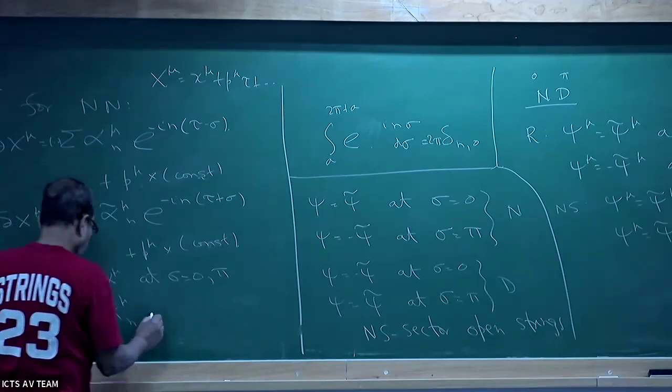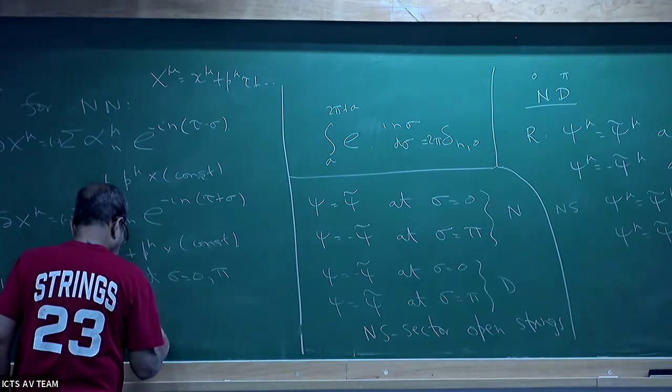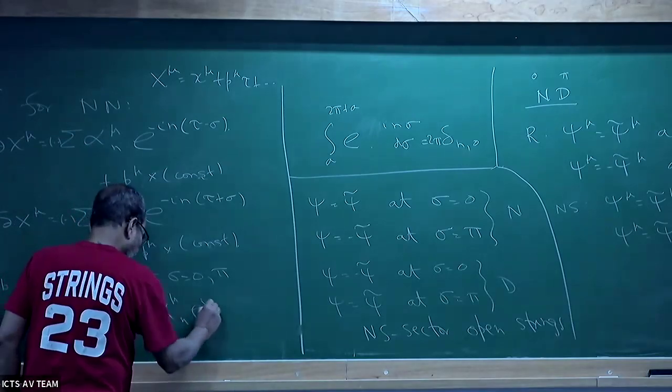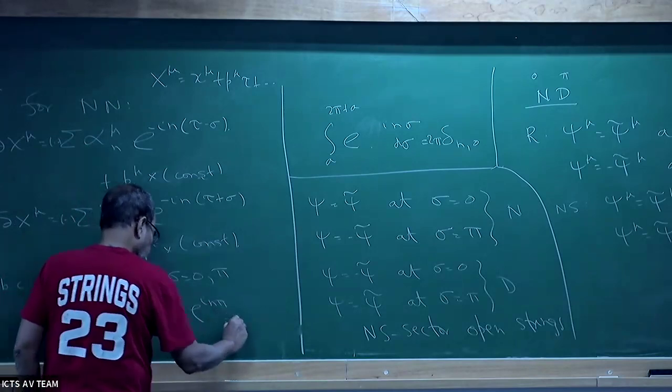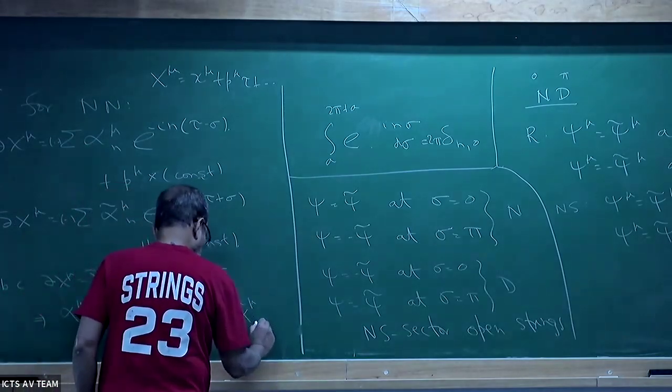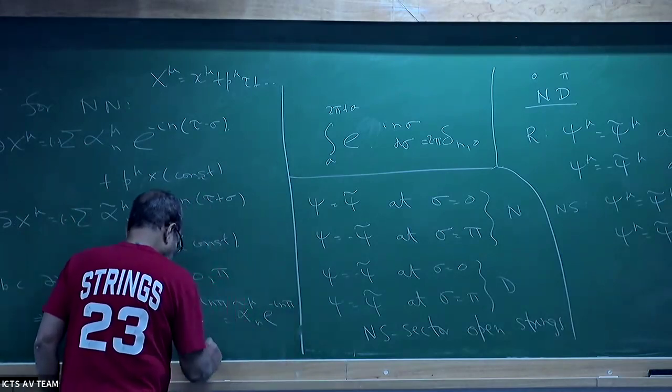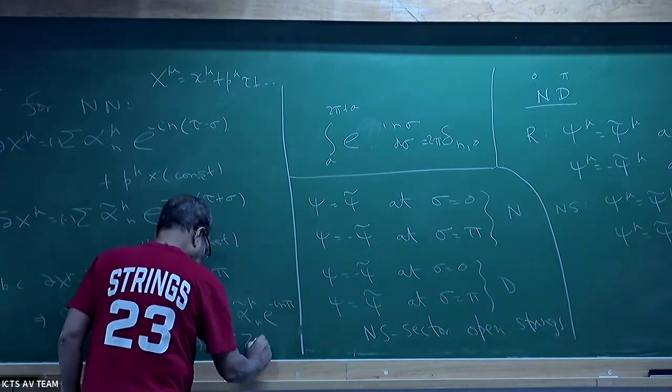So this gives alpha mu n equal to alpha tilde mu n, and alpha mu n e to the power I n pi is equal to alpha tilde mu n e to the minus I n pi. So this gives n belongs to Z.